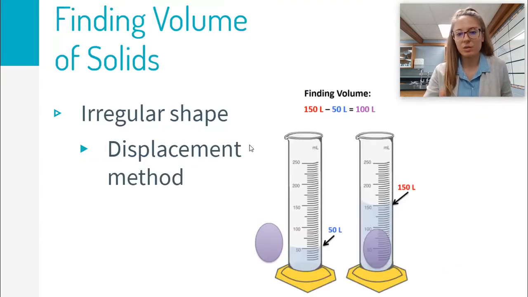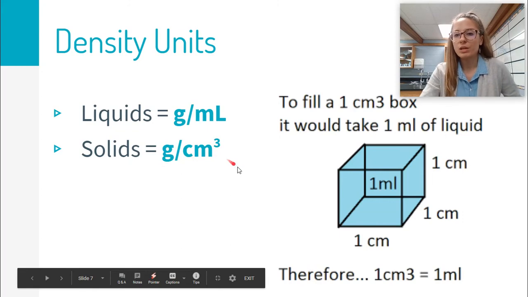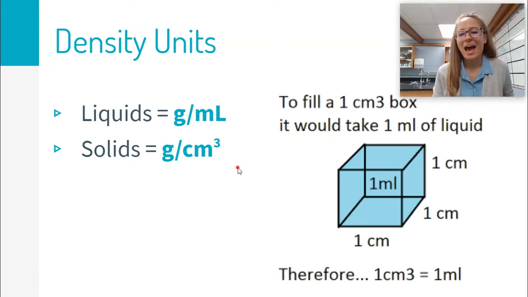So in the last slide, we found the volume of a solid in liters. We don't usually find the volume of a solid in liters, and we don't report the density of a solid in grams per liter. So we could convert the liters into milliliters and then just change it from milliliters to cubic centimeters because it's the same thing.